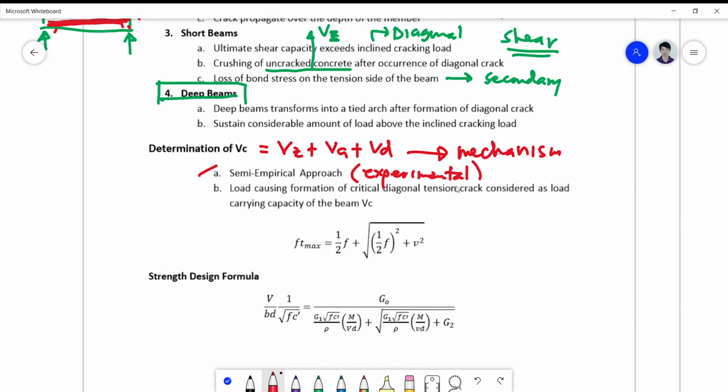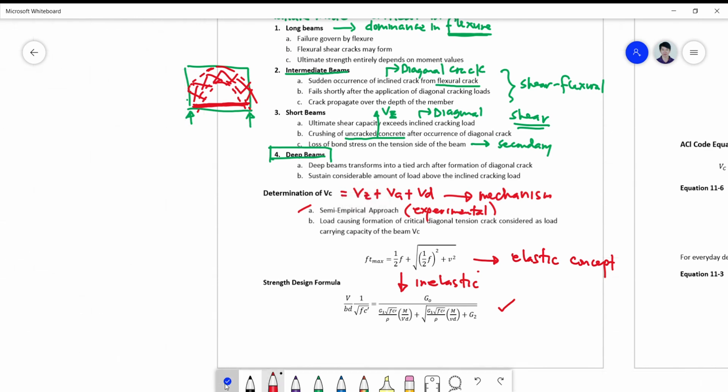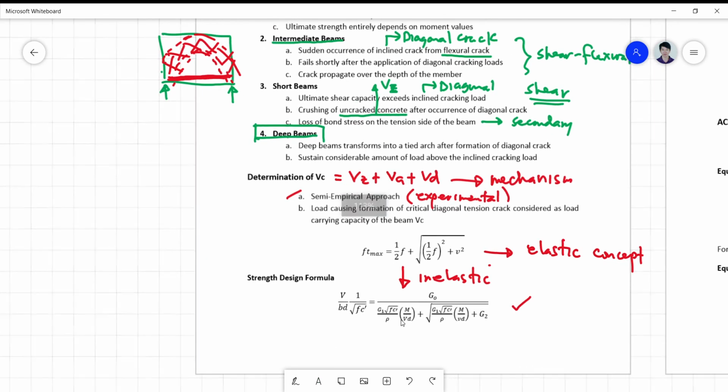Okay, wherein the load causing formation of the critical diagonal tension crack is considered as the load carrying capacity of the beam. Vc is just based on this form. This is still your elastic concept on shear, and eventually converted into an inelastic concept in the form of this formula. Okay, so I don't want you to look into this formula because this is based on experimental study, but I just like you to look into the variables concerned.